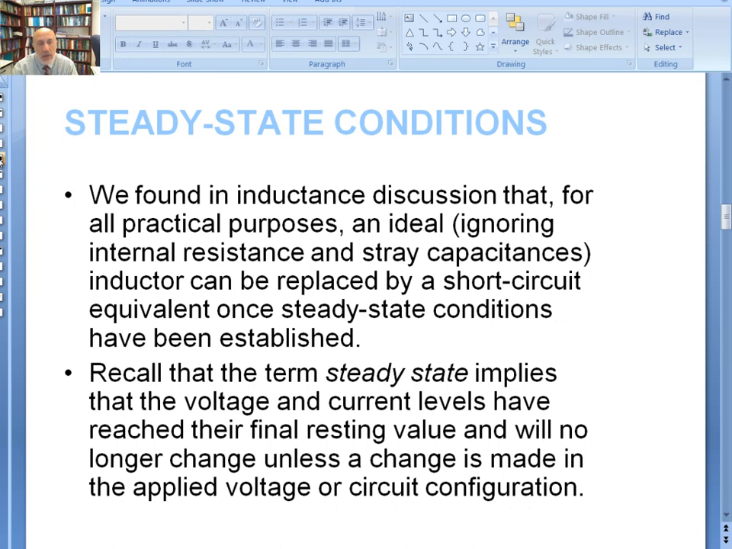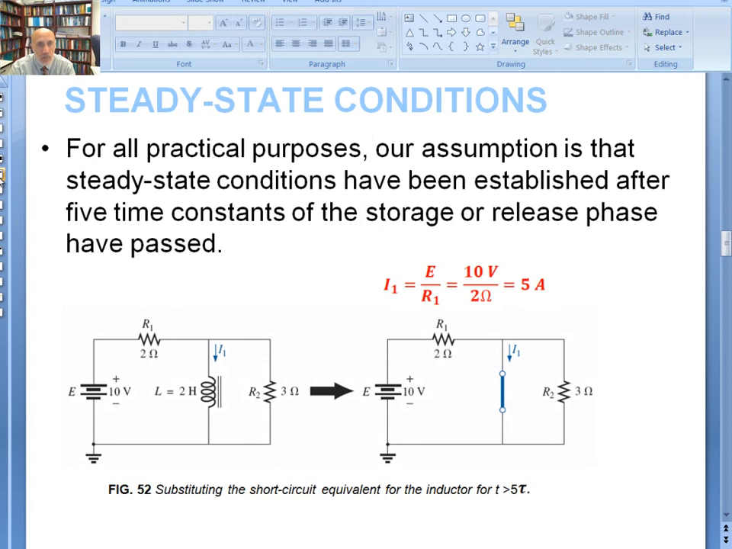There are a lot of applications that use that, especially what is called capacitance coupling to block any DC. But recall that the term steady state implies that the voltage and the current have reached their final resting values, final steady state conditions, and will no longer change unless there's a change, either in applied voltage or circuit configuration, or some kind of new excitation or disturbance. Other than that, the steady state conditions are the conditions of DC after 5 time constants.